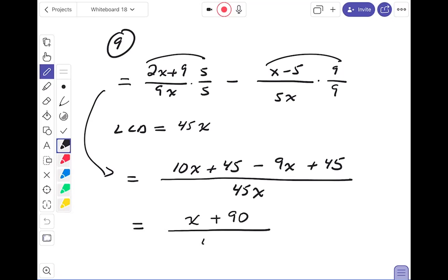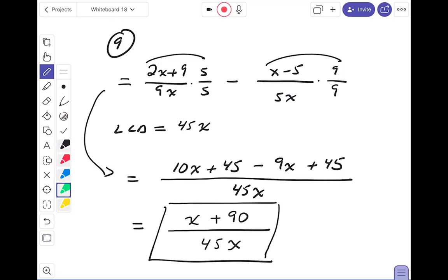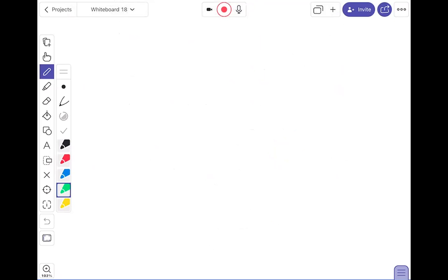Now, there's always a possibility a mistake has occurred. But before I say a mistake has occurred, I want to just see if I got the same answer that they have in the key. What did it say in the key? x plus 90 over 45x. Again, if you're struggling, all I can say is continue to struggle until you can master the material. And also seek out help if you do need help. Let's do number 10.